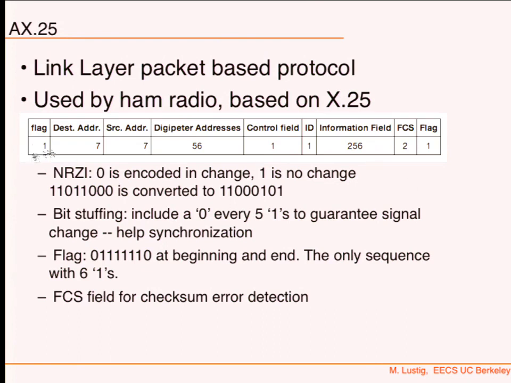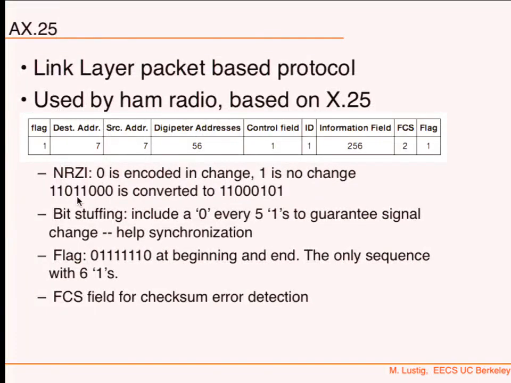It has a flag, destination address, source address, and digipeater, so this is the repeater address, then a control field, a protocol ID, and the information field. That's where the data is. And then this is the checksum to check for errors, and then a flag at the end. So it always starts with a flag and ends with a flag. There are a few details here.